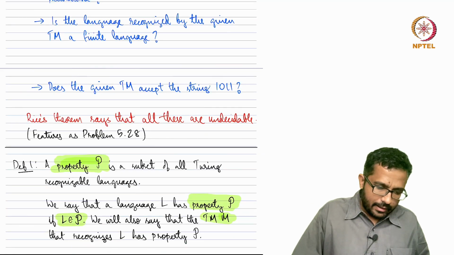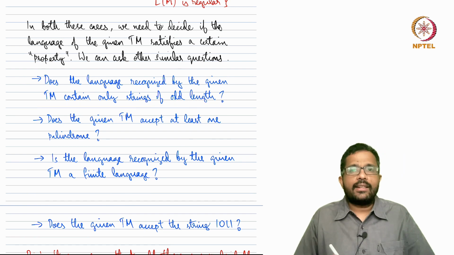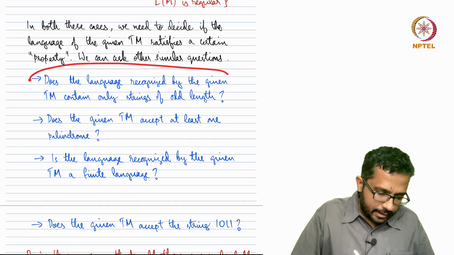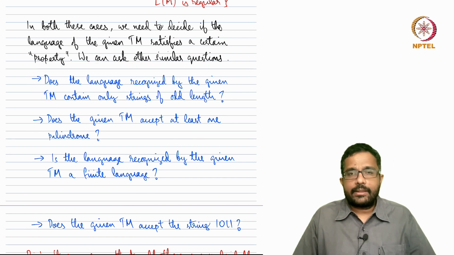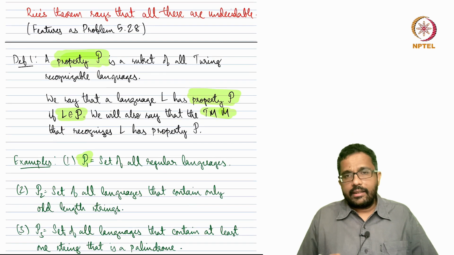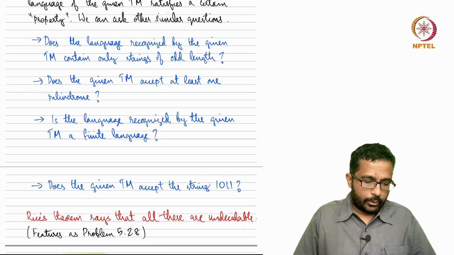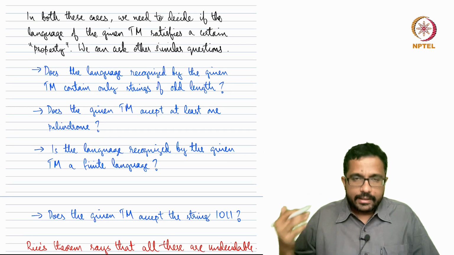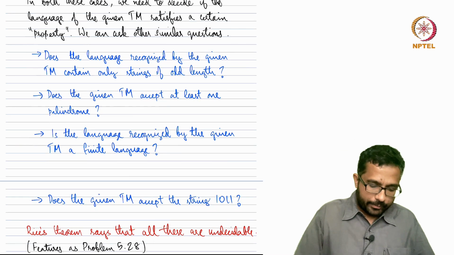So this is the same as this question. This question is asking whether the given Turing machine satisfies property P2. P2 is the set of all languages that contain only odd length strings. So the question here is: does the language recognized by the Turing machine contain only strings of odd length?